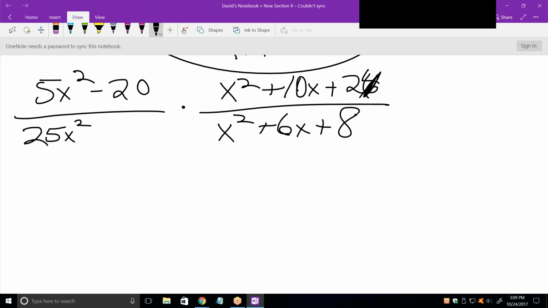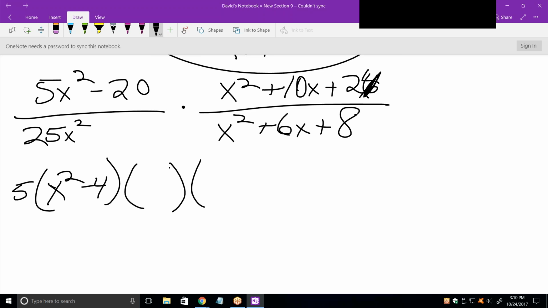So would you start off with an x? Well, always look for greatest common factor. Always begin your factoring process with greatest common factor. Is there a greatest common factor there? Would it be 5? Uh-huh. What's that leave? So x squared minus 4. Now, that happens to also be factorable. So what does x squared minus 4 factor into? X plus 2, x minus 2.